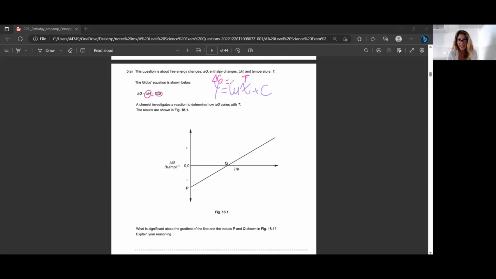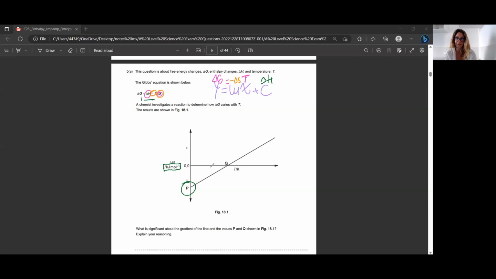So we know that the gradient must be whatever is multiplied by the x. So we have minus delta S. So the gradient would be minus delta S, and the plus c, which is the intercept with the y-axis, would be whatever is missing in this equation. So it would be delta H. If you think about it, it also makes sense because delta H has a unit of kilojoules per mole, and a negative value would mean it is exothermic.